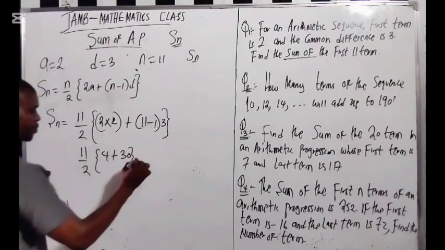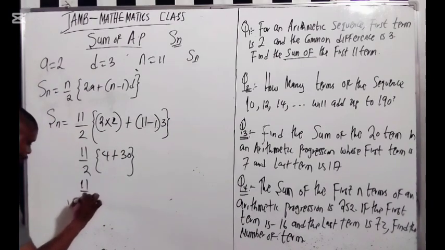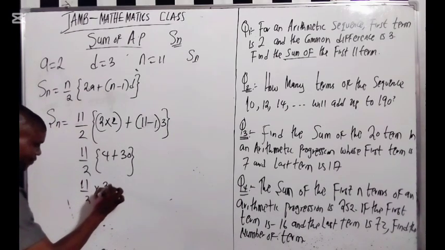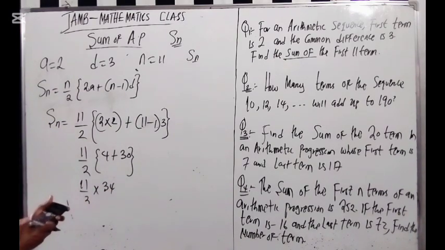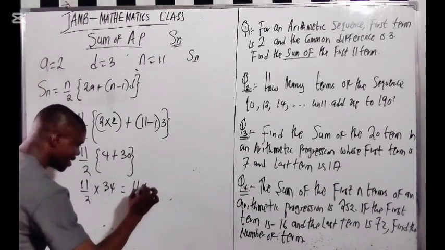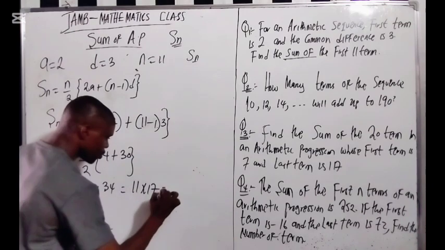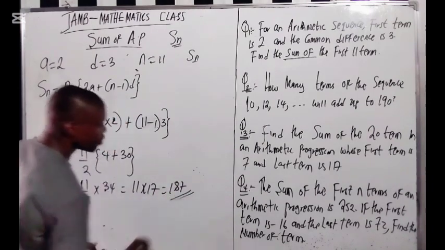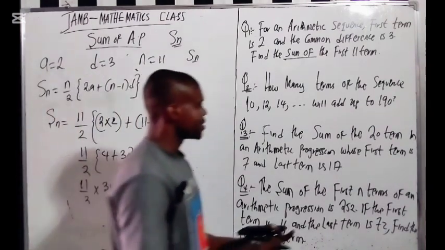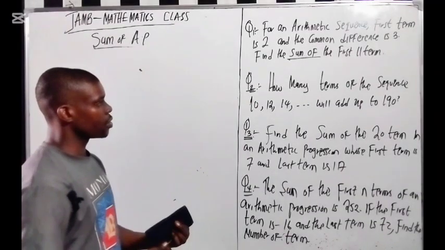So what does it mean? It means that we have 11 over 2 times 34. 34 divided by 2 is 17. So 11 times 17 gives us 187. That is the answer. Let's look at the second question.